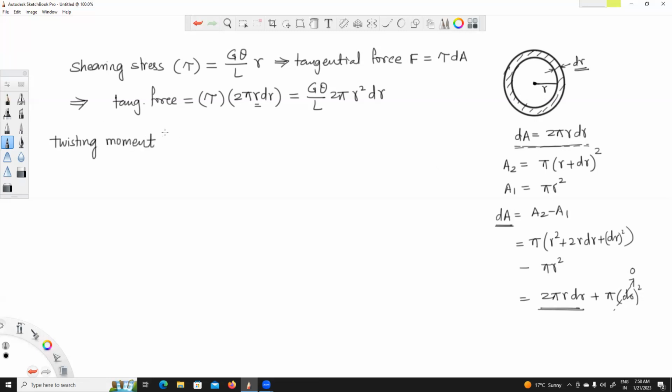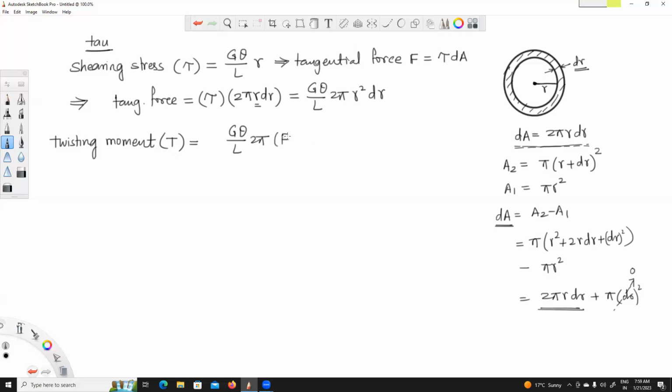Now the twisting moment is denoted by capital T. Note the difference between these symbols: this is tau, pronounced tau, and this is T simply, the twisting moment. So how to find the twisting moment? The twisting moment is basically a couple, and a couple is found as the multiplication of the tangential force and the moment arm. The moment arm is equal to the radius. So this is equal to G theta over L, 2 pi, the tangential force multiplied by r.